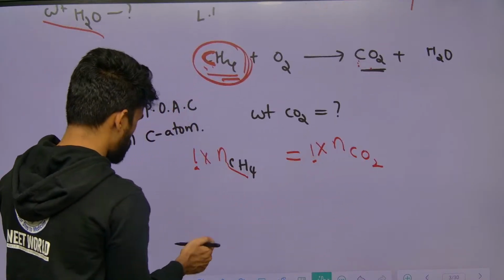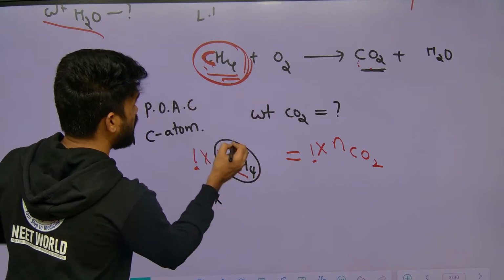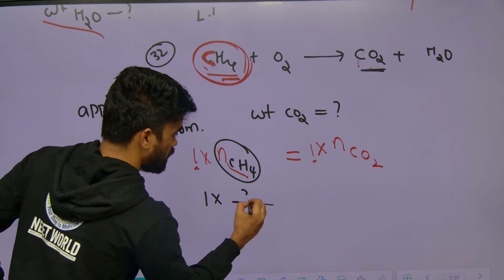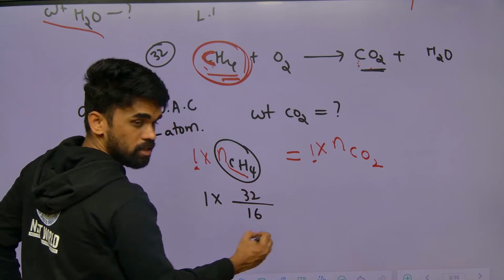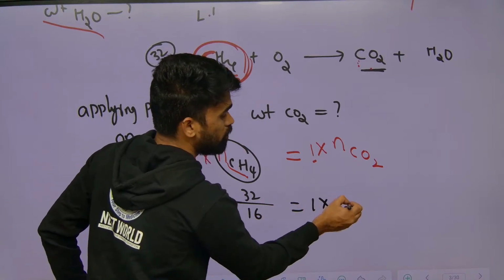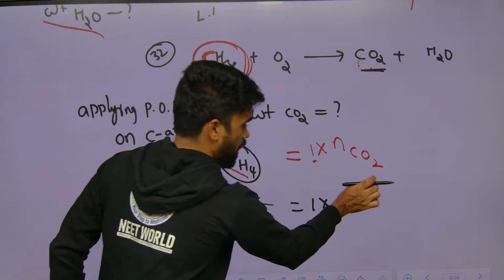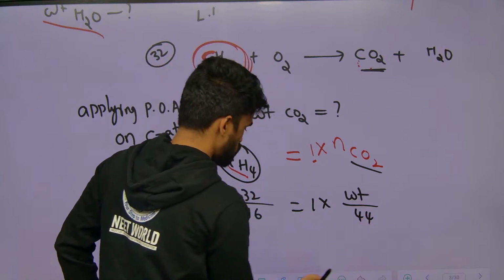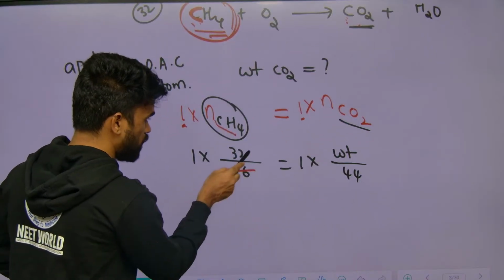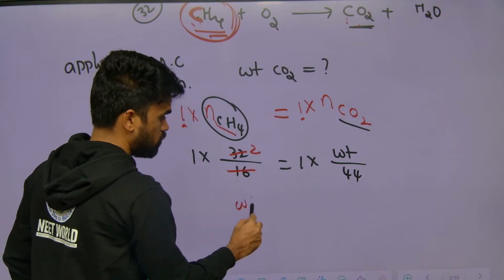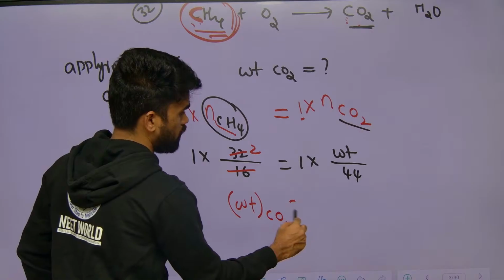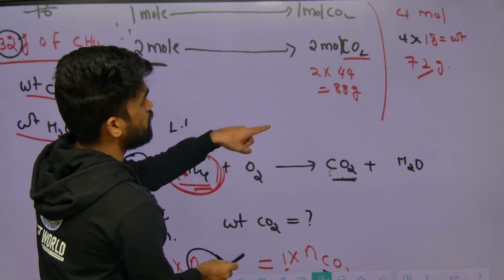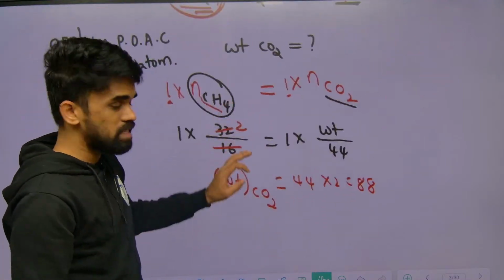Next, what data is provided here? 1 into, what is the weight given? Methane weight, 32 grams in the question, right? So the given weight is 32, the molar mass of methane is 16, which equals 1 into the number of moles of CO2. If I ask for moles, directly you can do it like this. If I ask for weight, you can write weight by the molar mass of CO2, which is 44. That's it, everything we got. This will be 2 times 44, which is 88. Even if you do it like this or in the earlier way, both give the same answer, but this is the easier method.